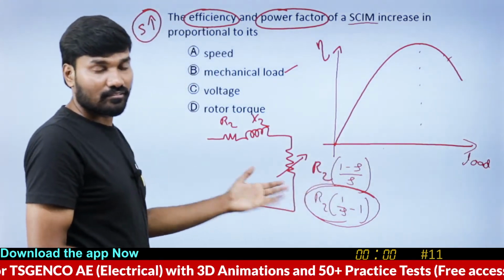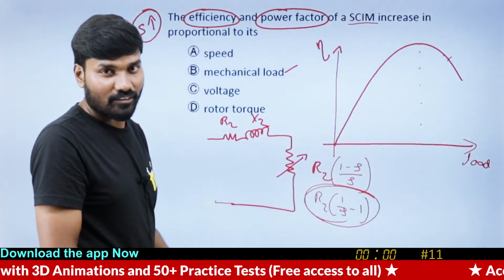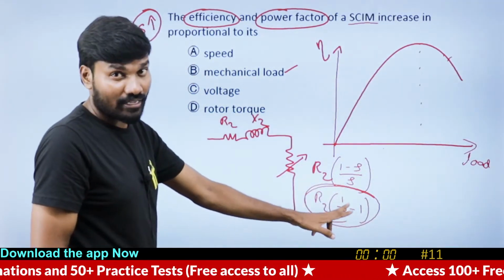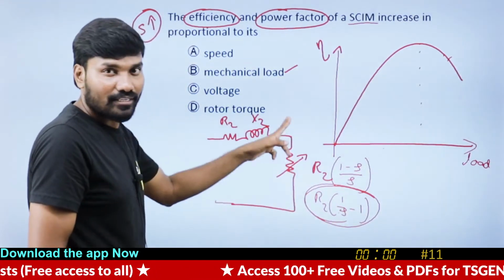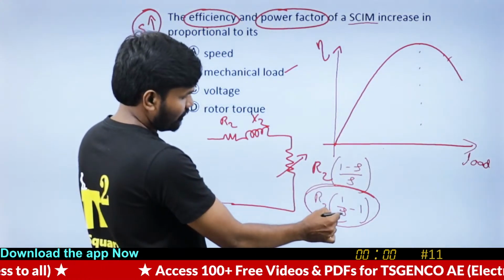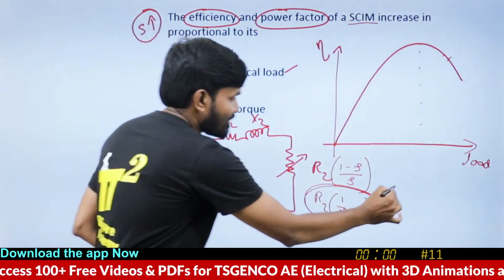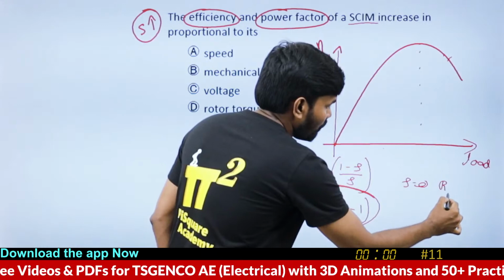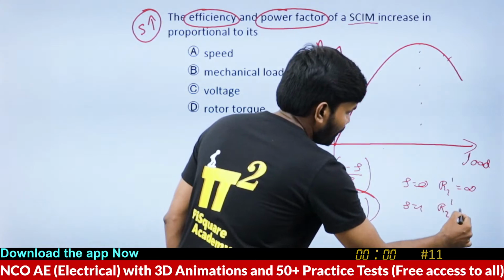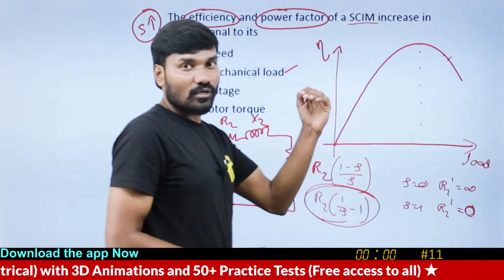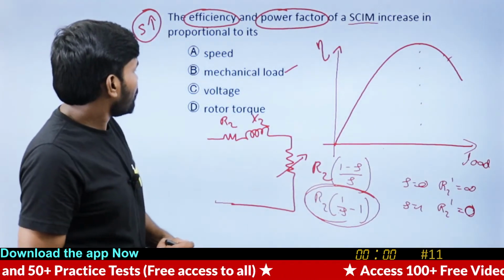As speed is increasing, what is happening to its whole value? Yes? What happened? If s is equal to 0, this is infinity, it's open circuit. If s is equal to 1, this total one will be 0. So if s is equal to 0, R2 prime is infinity. If s is equal to 1, R2 prime is equal to 0. So slowly resistance is decreasing. It is said power factor is proportional to.